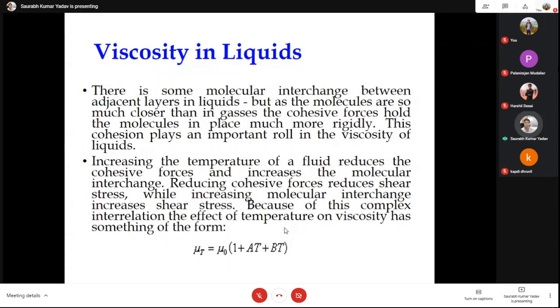There is a molecular interchange between the adjacent layers in liquid, but as the molecules are much closer than in gases, the cohesion force holds the molecules in place much more rigidly. This cohesion plays an important role in the viscosity of liquid. Increasing the temperature of a fluid reduces the cohesion force and increases the molecular interchange. Reducing the cohesion force reduces the shear force, while increasing the molecular interchange increases the shear stress.